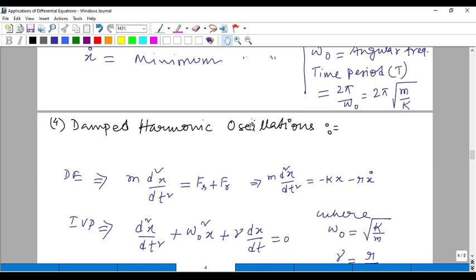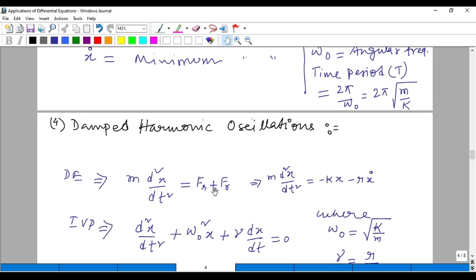Okay, now we will consider the damped harmonic oscillator. The damped harmonic oscillator is the simple harmonic oscillator in presence of some damping force. So damping force, that means some air damping. This is a situation similar to the retarded fall of a body under the influence of gravity in presence of frictional force.